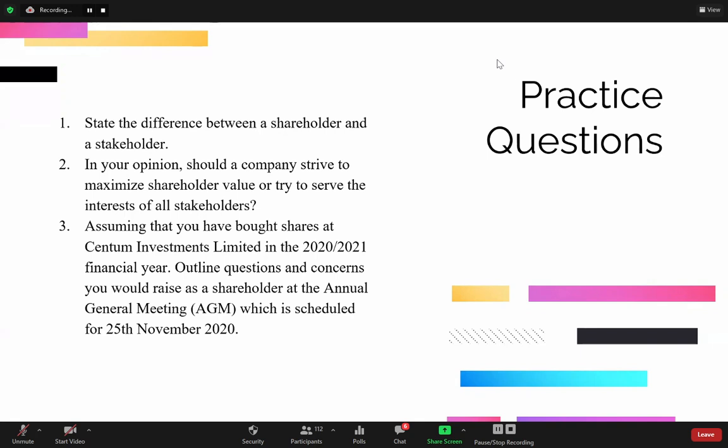So that's a major concern, whereby you have to create a balance for both. And finally, I wanted to ask, assuming you have bought shares at Centum Investment in the 2020/2021 financial year, outline questions and concerns that you will raise as a shareholder in an annual general meeting, which will be scheduled for 25th November 2020.